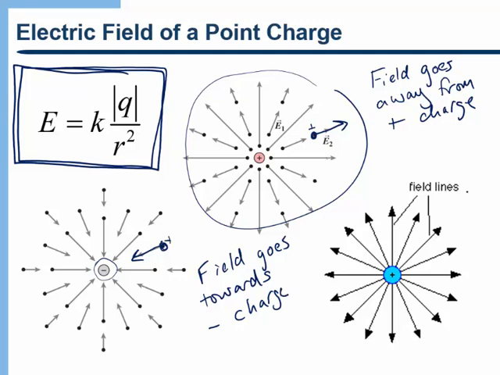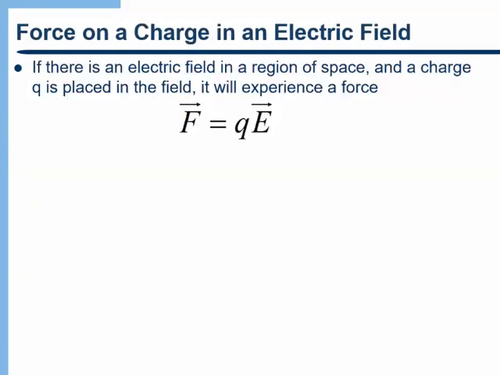By the way, one of the ways that we'll use to visualize electric fields just a little bit later in the course is the concept of field lines. Field lines just represent how strong the electric field is. They would point away from a positive charge and towards a negative charge. What if we know there's an electric field in a region of space and we now put a charge in that electric field? What happens?